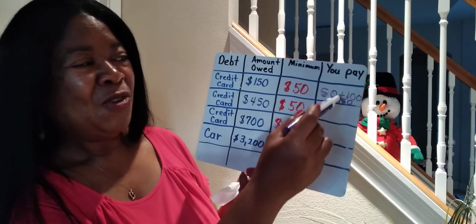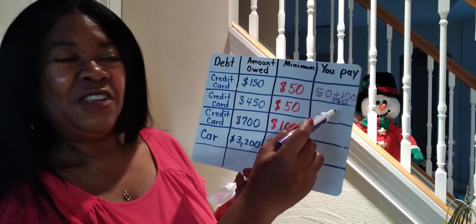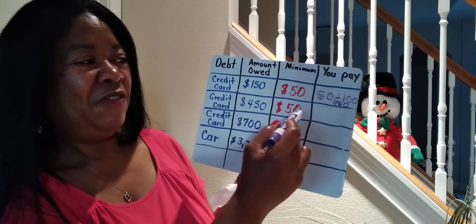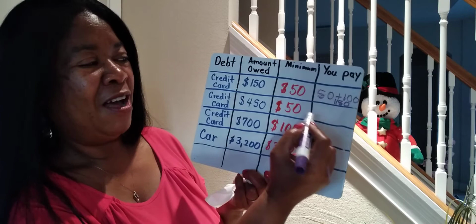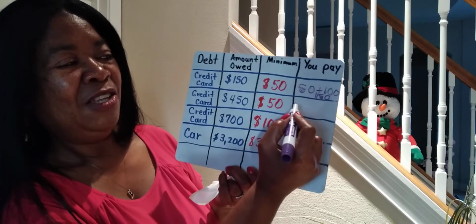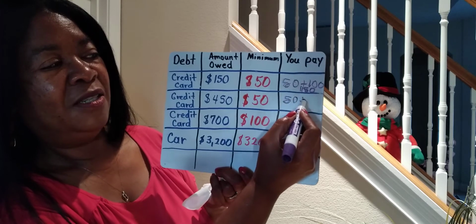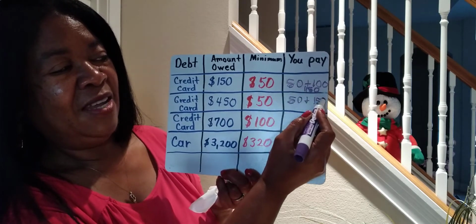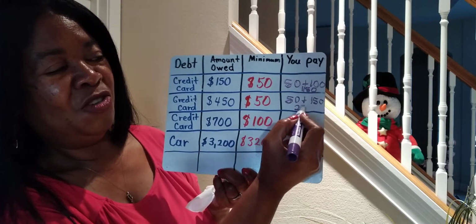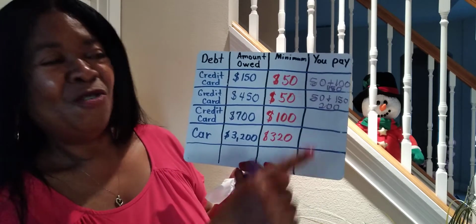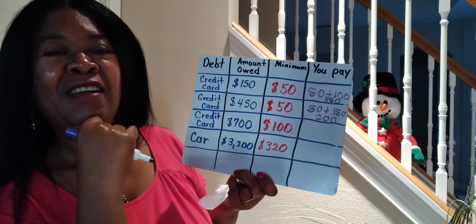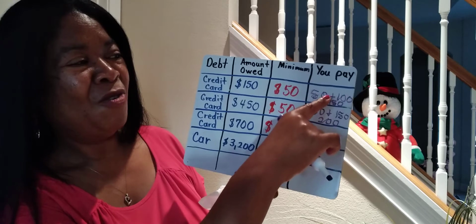So you're going to move this amount of money that you were paying down to the next debt. So here you had $150, so you're going to pay $150 plus the $50 that you owe on this debt. So that's going to be 50 plus 150, and that's going to make $200. So your snowball is getting bigger. The bigger amount is going down.